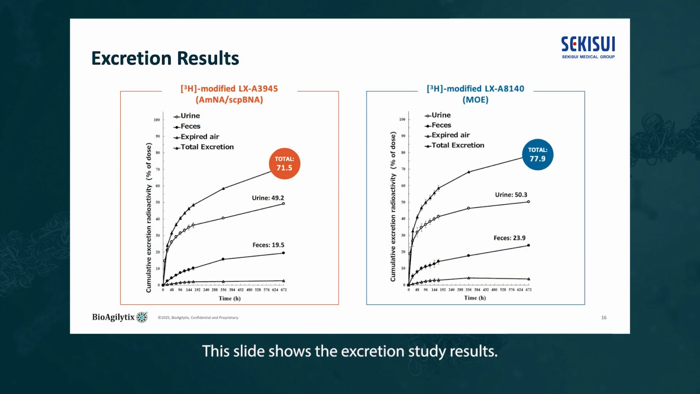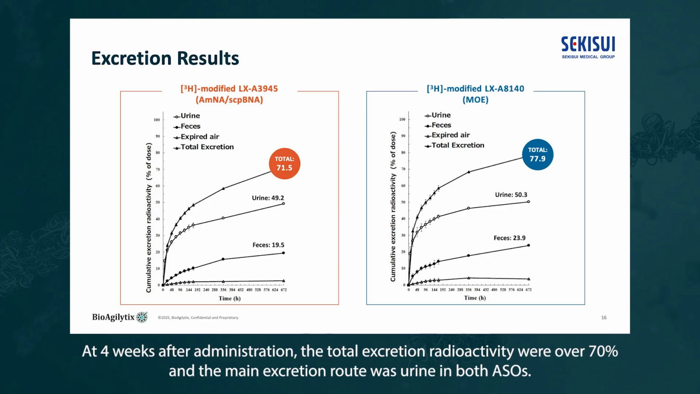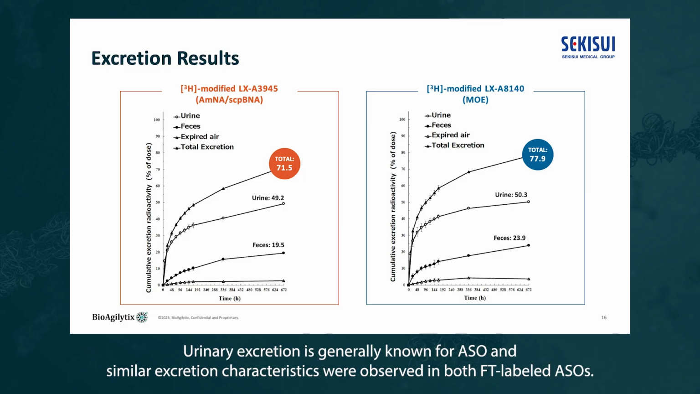This slide shows the excretion study result. At 4 weeks after administration, the total excreted radioactivity was over 70%, and the main excretion route was urine in both ASOs. Urinary excretion is generally known for ASOs, and similar excretion characteristics were observed in both FT-labeled ASOs.